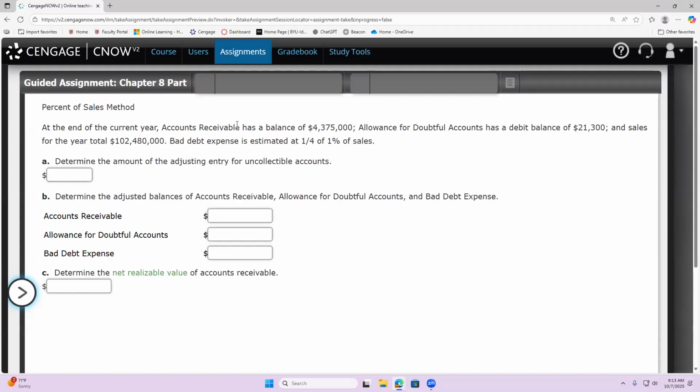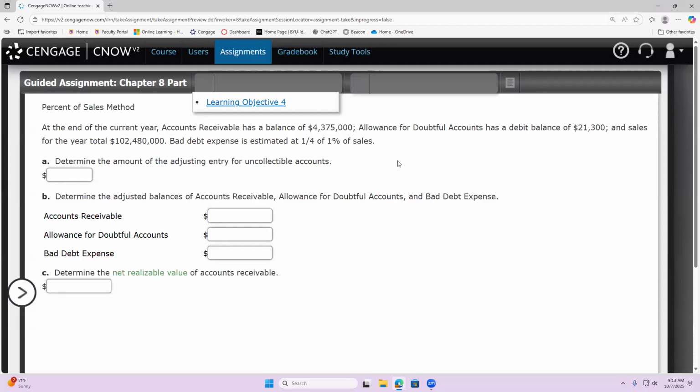So at the end of the current year, accounts receivable has a balance of $4,375,000. Allowance for doubtful accounts has a debit balance of $21,300. And sales for the year total, man, that's a big company, $102,480,000. Nice. Would you like to have $102 million? I'd settle for 1 million, but if it's 1 million or 102 million, I pick 102 million. Bigger is not always better, but when it comes to dollars, usually. The bad debt expense is estimated at 0.25% of sales.